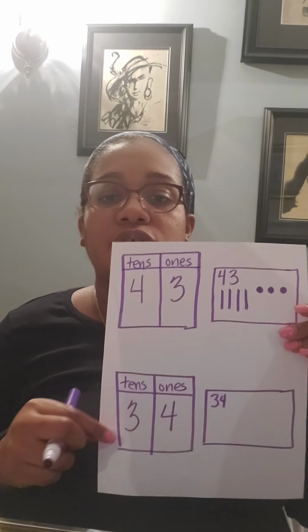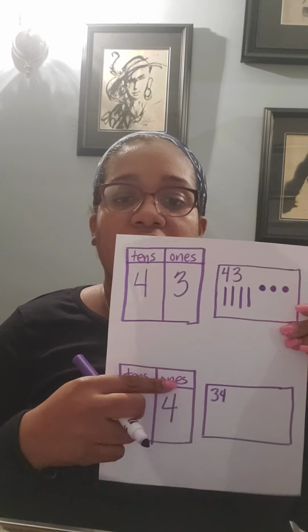Now, go to the next place value chart. Let's do the same thing. The next place value chart says that I have 3 tens and 4 ones. Let's draw that out. So I have 3 tens, that means I draw 3 lines. I have 4 ones, that means I draw 4 dots or squares.